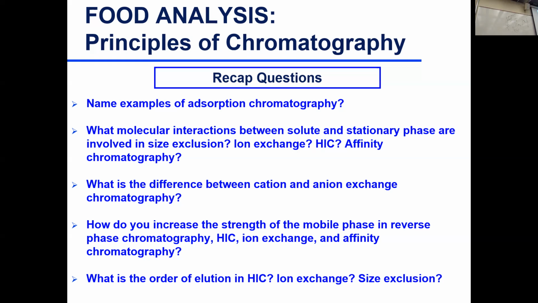What is the order of elution in hydrophobic interaction chromatography? So what elutes first? If I'm separating proteins, which is the most common use for hydrophobic interaction chromatography, will the most hydrophobic come out first, or the least hydrophobic come out first? Yes, Ellie.